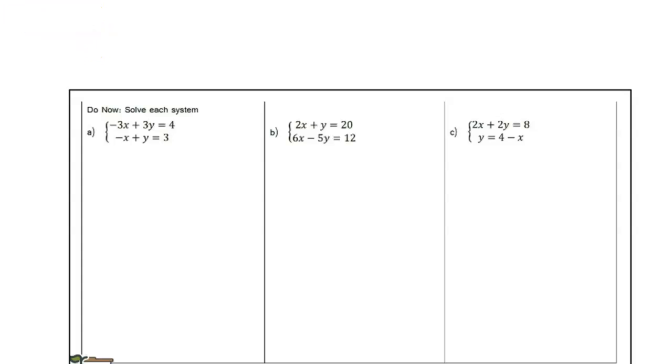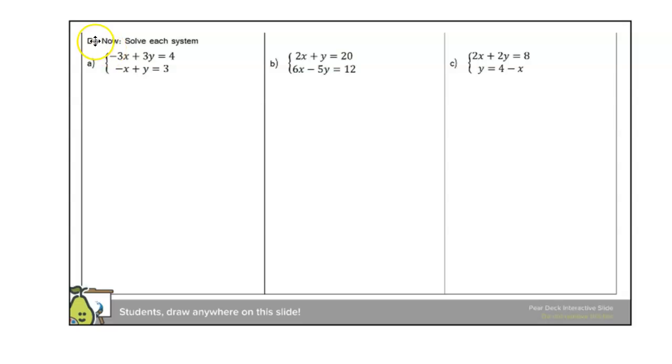Hello students, this is a review for the unit on systems of equations. We're going to go through a number of different ways to solve systems of equations. We're going to look at graphing, substitution, and elimination, and hopefully by the end of this review, you'll be very confident to deal with the exam that's coming up.